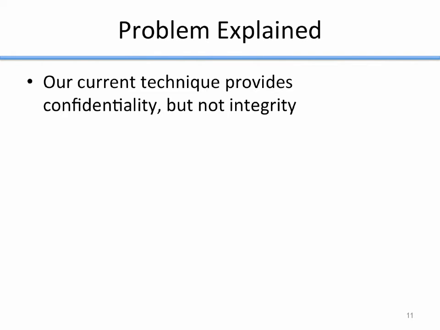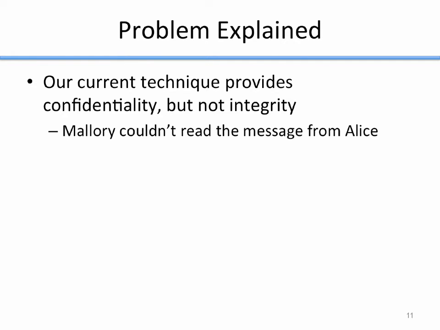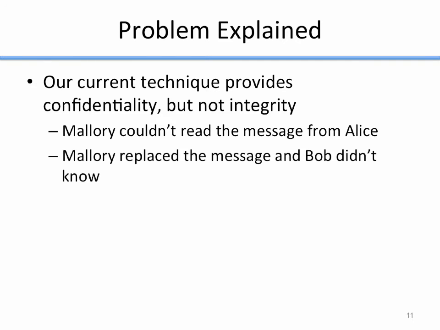So this happens because the current technique I just described provides confidentiality for the data. When you encrypt it with someone's public key and send it to them, it's confidential. Because in this case, Mallory couldn't read the message from Alice. So even though Mallory intercepted it, Mallory can't read it because she doesn't have Bob's private key. And only Bob's private key can decrypt that message. So she can't read it, but she can throw it away, so she throws it away.